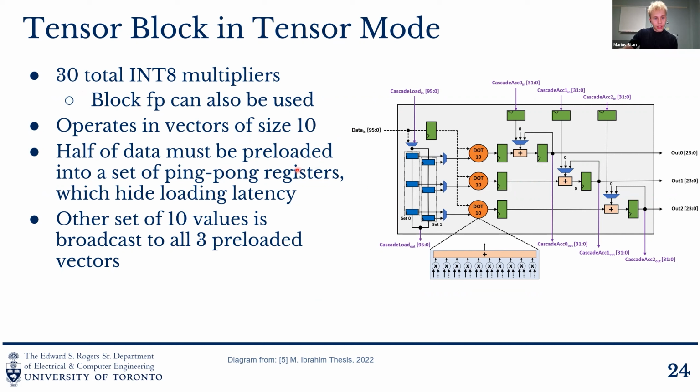Half the data has to be preloaded into a set of ping-pong registers, which hide the loading latency. While we're preloading one set of registers, we can use the other set for computations if it was already preloaded earlier. And then we broadcast in a vector of 10 values against all 3 preloaded vectors. Similar to the other modes, we have some dedicated cascade inputs here. One new input is a cascade input, which we'll use for preloading, as we'll see shortly.